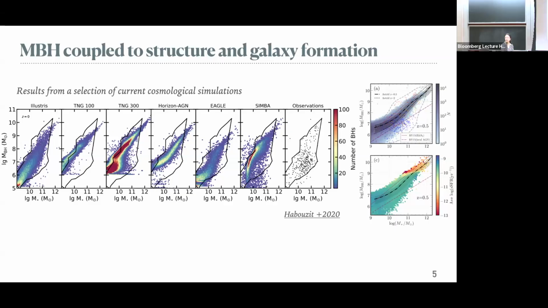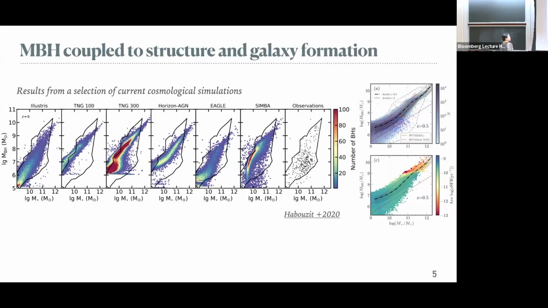Another really naive question: could there be an observational systematic where there are actually very massive black holes in low stellar mass galaxies that we're just not seeing because they're faint or something like that? Where all these simulations are saying there should be things, but we're just not seeing them for some reason.